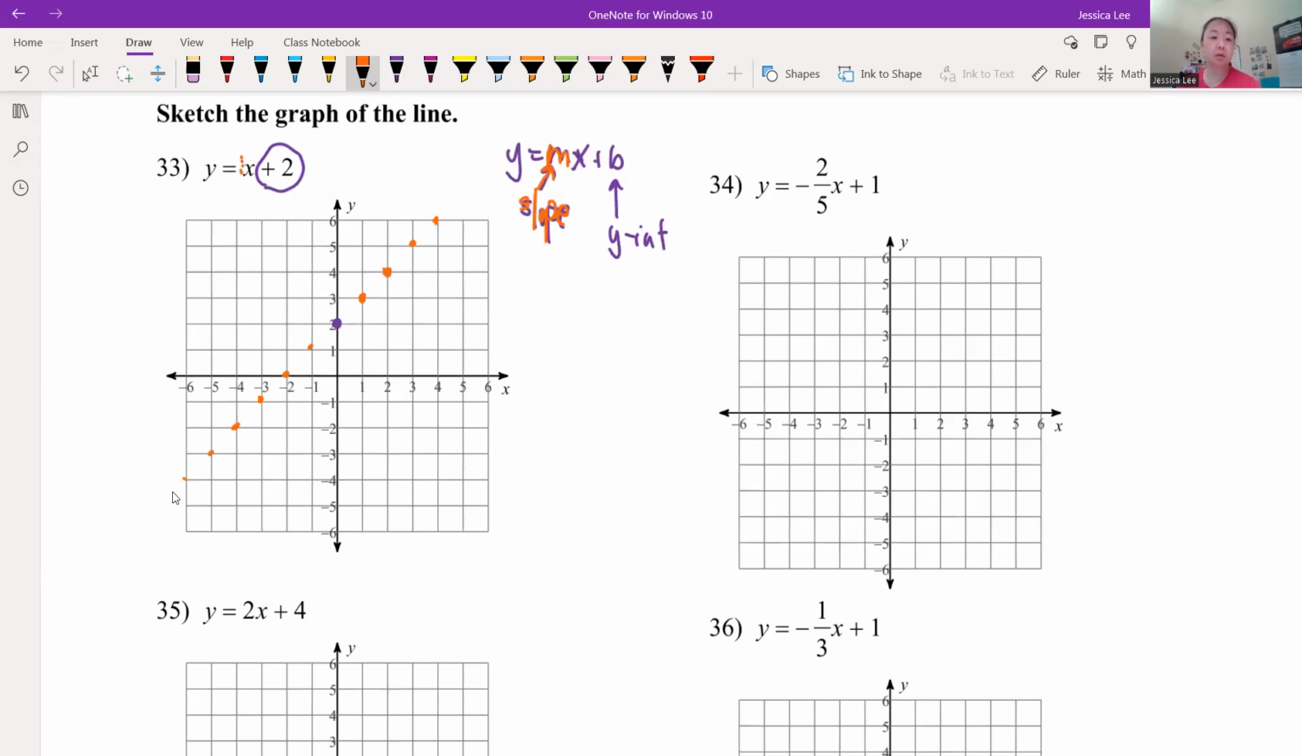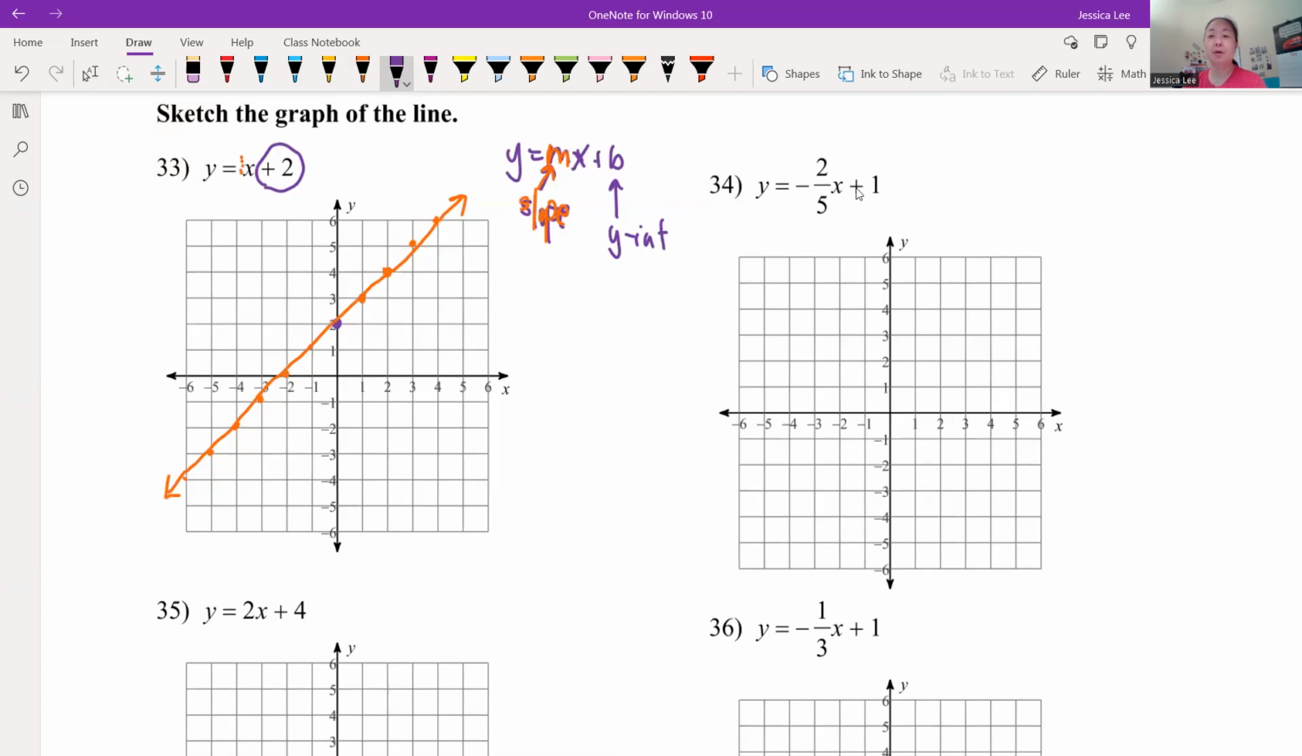All right, here we go. Let's try our best to draw this line. There we go. There's a line that represents y equals x plus 2. Done.